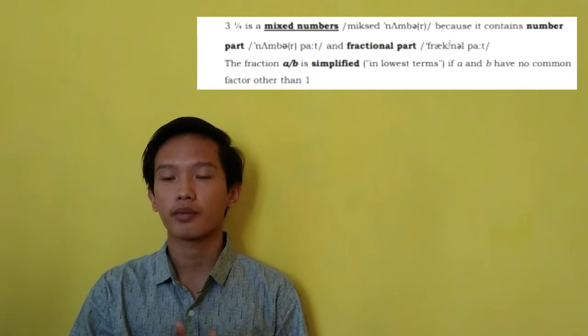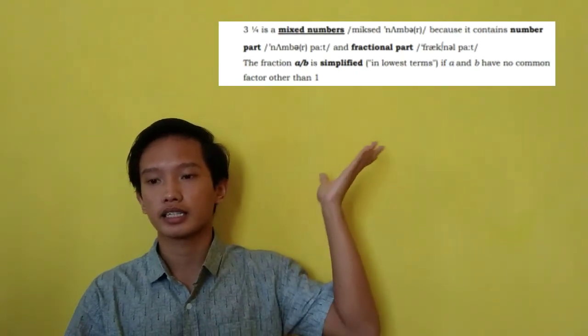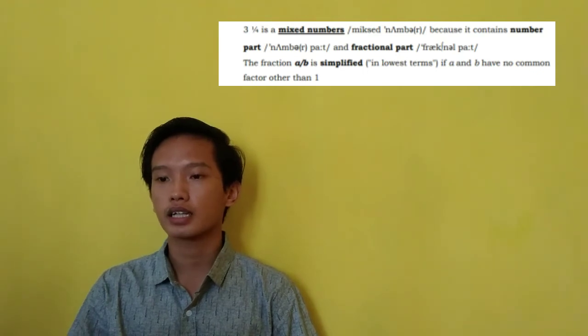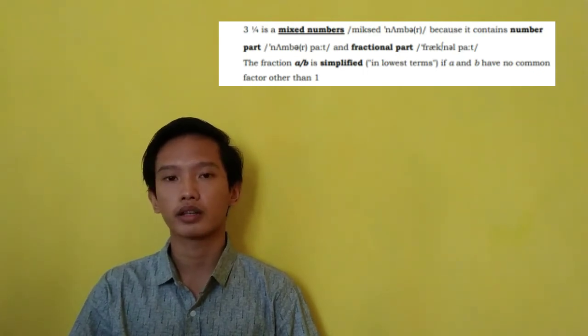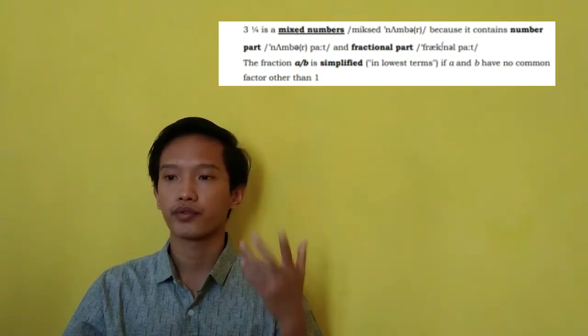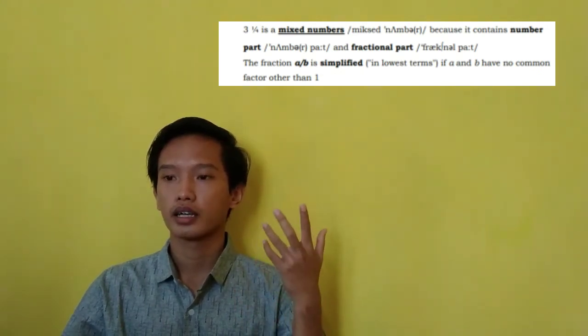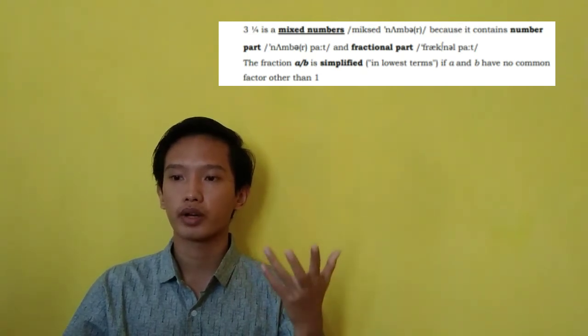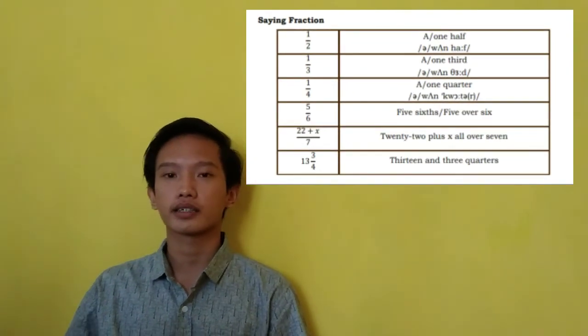And then a mixed number, like this example, because it contains a number part and a fraction part. The fraction a over b is simplified, in lowest terms, if a and b have no common factor other than 1. This is the table of saying fractions.